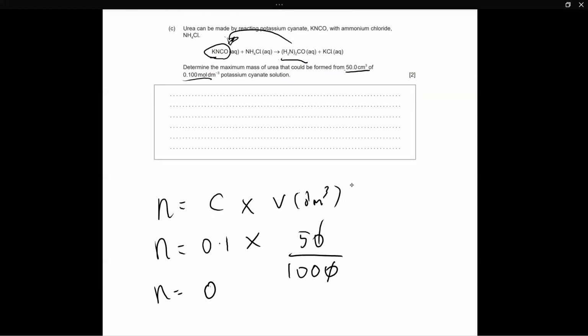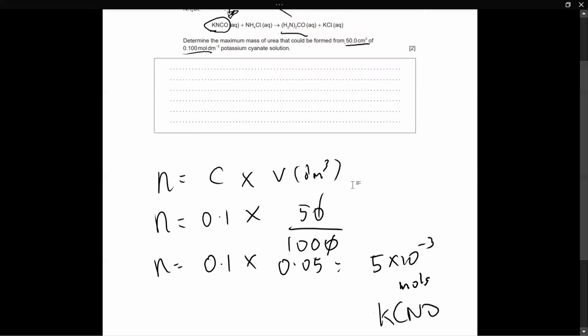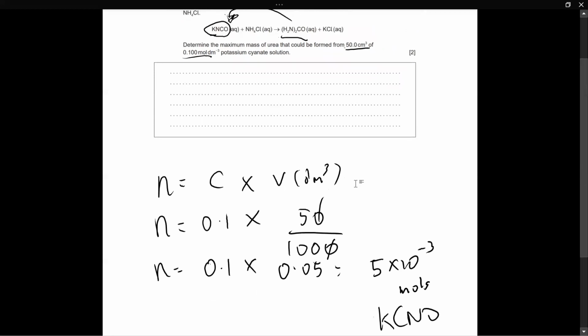So basically, number of moles would be 0.1 times 0.05. And that gives us an answer of, let's check it out. How much would that give us? 5 times 10 to the negative 3 moles of potassium cyanate. So we have these many moles of potassium cyanate, of KCNO. That's how many moles of potassium cyanate we have.